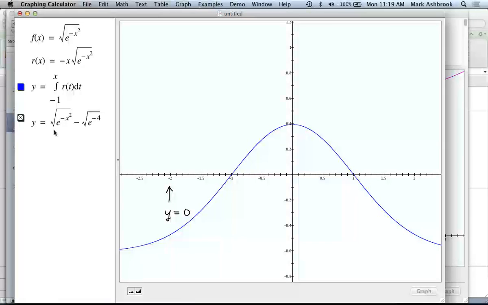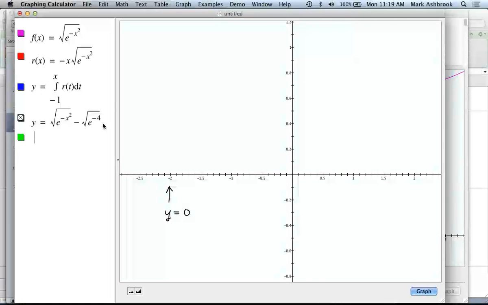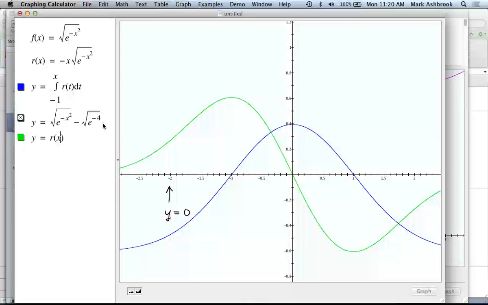Okay, let's graph the rate. So here's our rate function. This accumulation function, how many rate of change functions does it have? He says 1. Agree with that? Yeah, there's only 1, right?